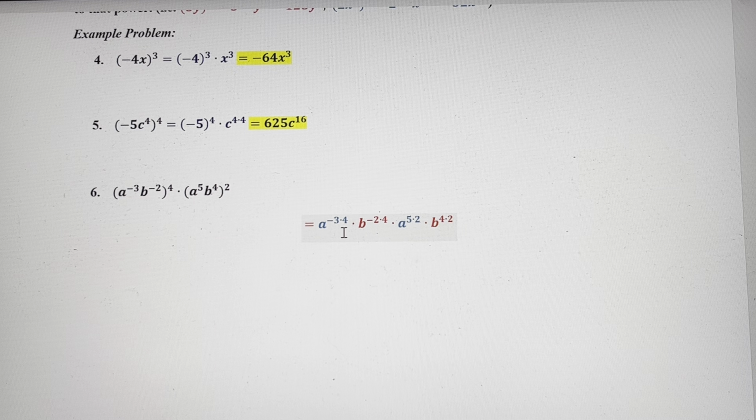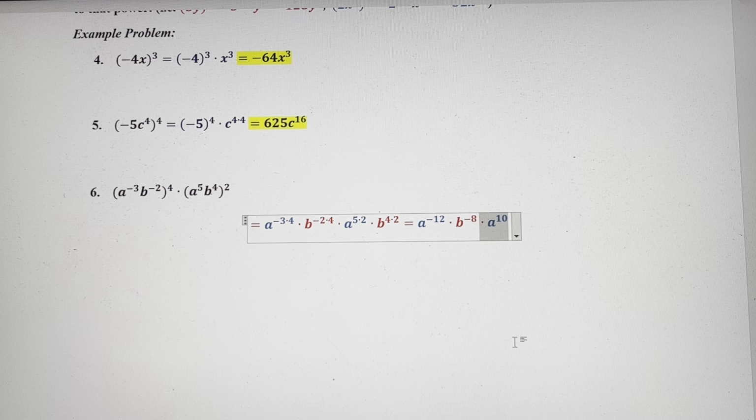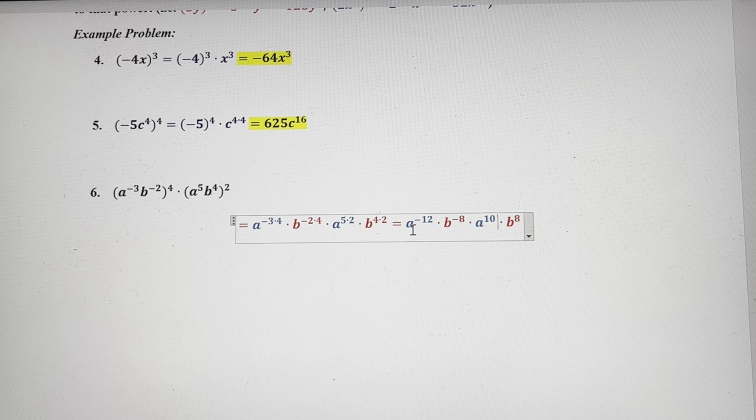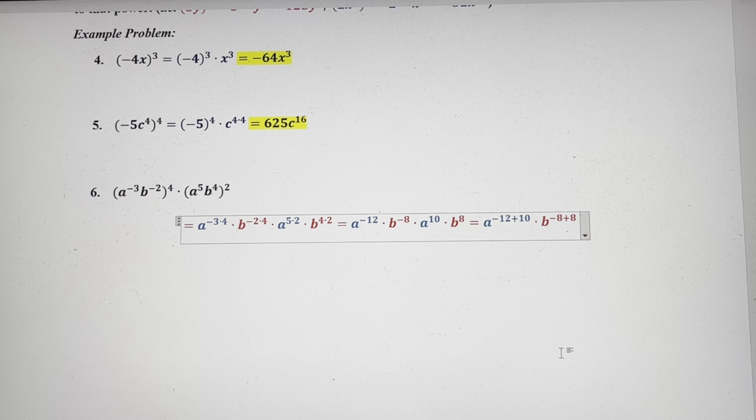Notice I've color-coded the a values and the b terms here just to show that I'm going to deal with them separately down the road. So let's go ahead and multiply these exponents. That gives me a to the negative 12 times b to the negative 8 times a to the 10th times b to the 8th. All I did there was multiply those exponents. Now I go back to the rules we learned yesterday. I've got a product of two different powers. These bases are the same, so I can combine these exponents. So I've got a negative 12 plus 10. With the b's, I can do the same thing. I've got a negative 8 plus 8 in the exponent spot.